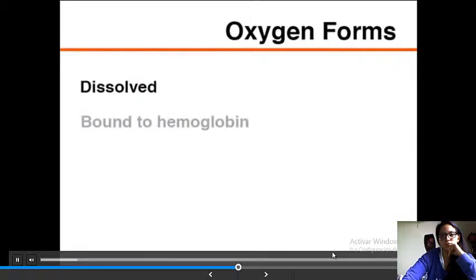Oxygen is present in 2 forms in the blood, dissolved and bound to hemoglobin.